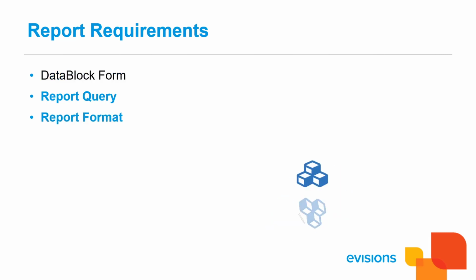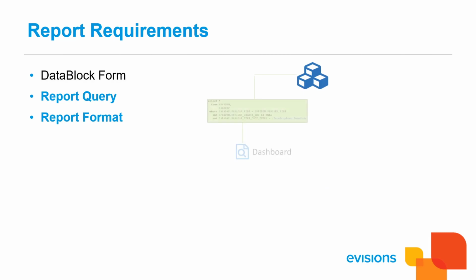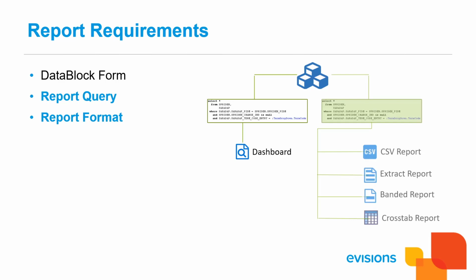The DataBlock designers create the data blocks used by report writers. The dashboard can have a separate query for each object, and most objects or controls have their own separate query. The report query is a separate query from the dashboard objects, and is needed in order to create banded, extract, and CSV reports. If there is no report query, you will not be able to create reports.